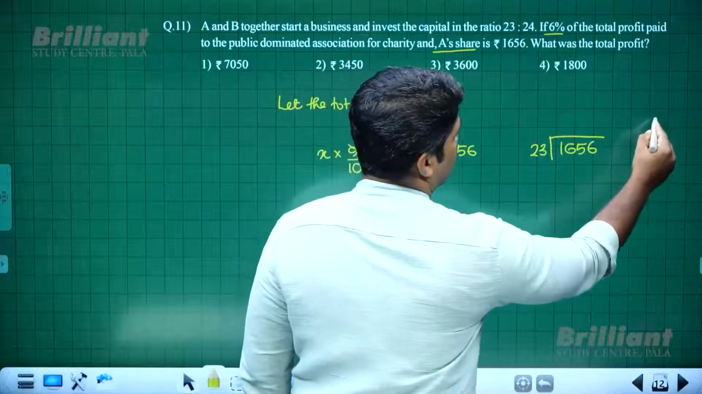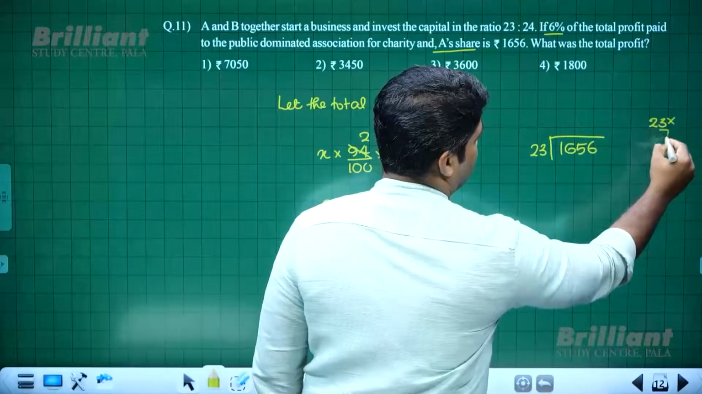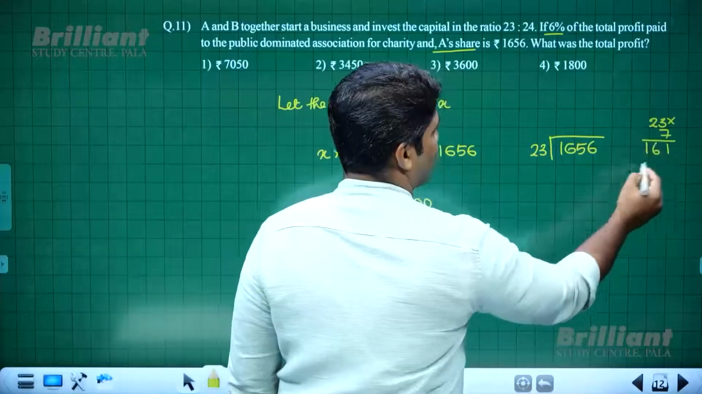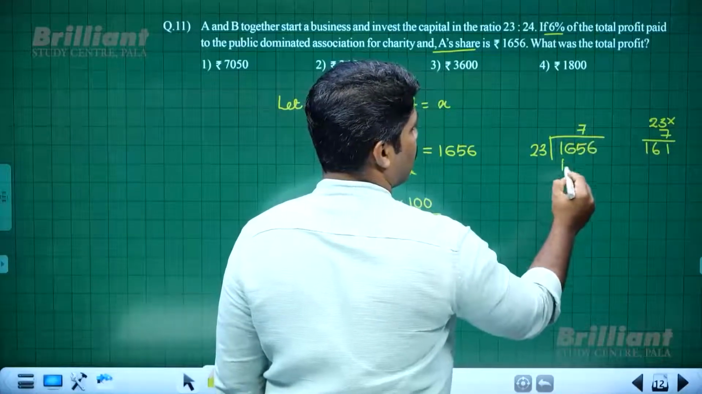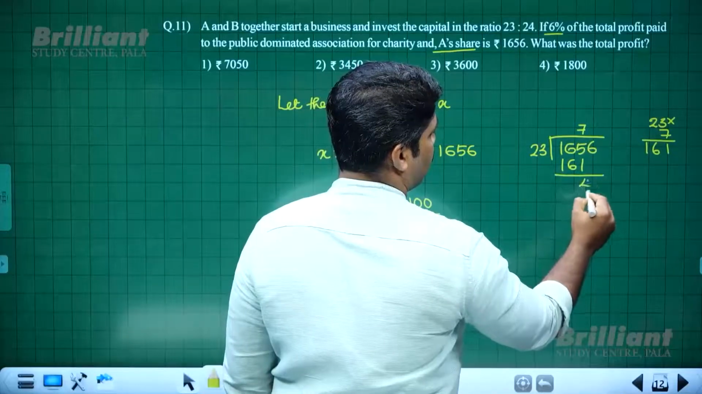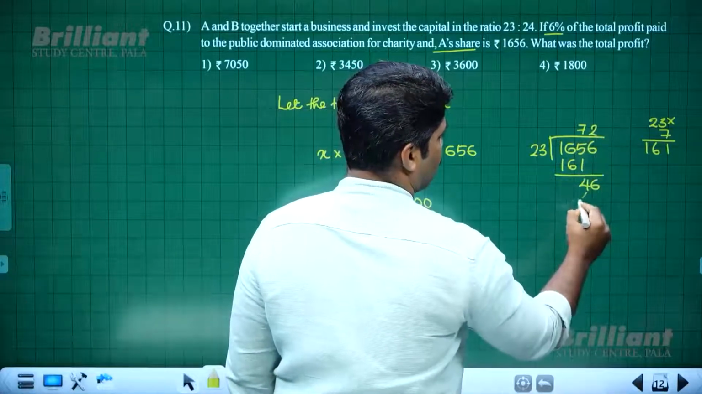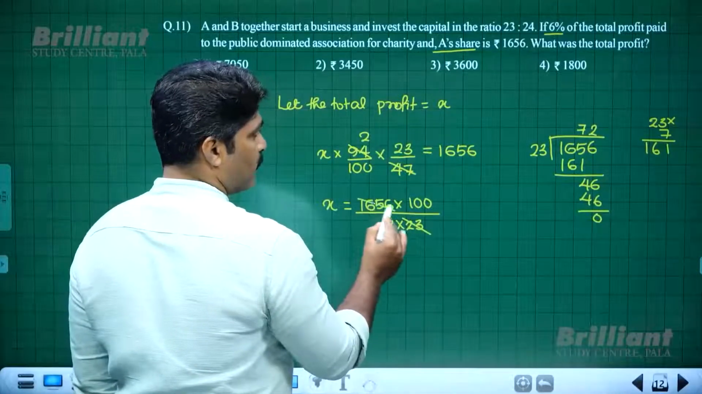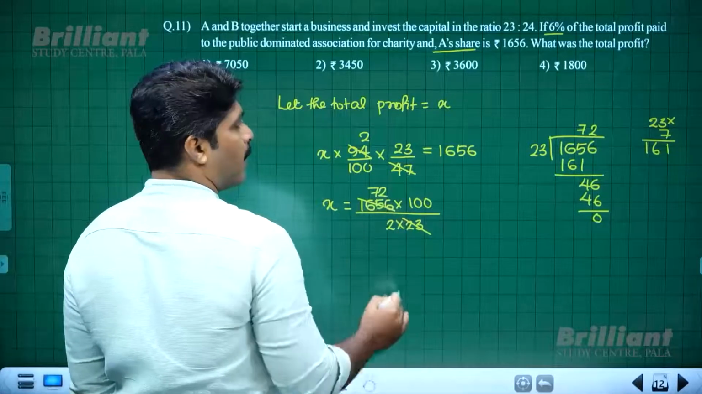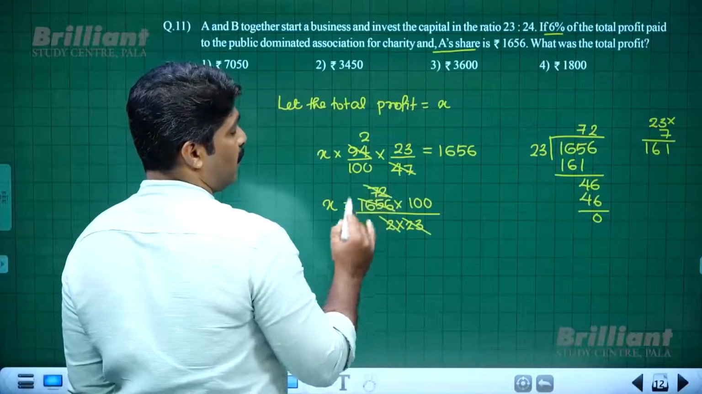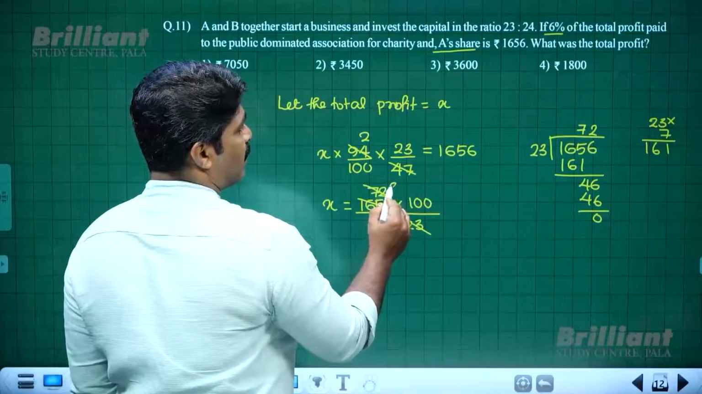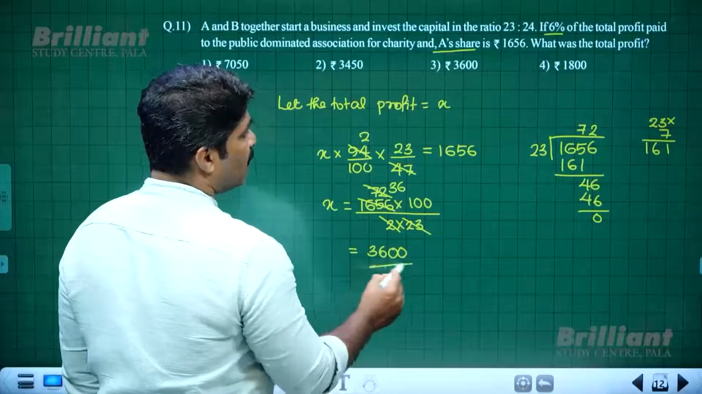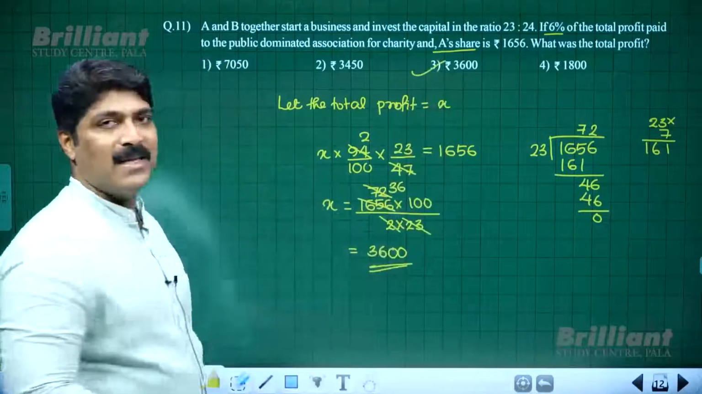If it is 23 into 7, what is 23 into 7? So that is 21, 2 is there. 14 plus 2, 16. Therefore, 7 times we can consider. So that is 161. 46 is here, therefore 2 times. So that is 46. Clear? So we can cancel these two values. So this is 72. And further we can cancel these two values. So what is it? 36. So therefore the total profit is equal to 3,600. Here the answer is 3,600.